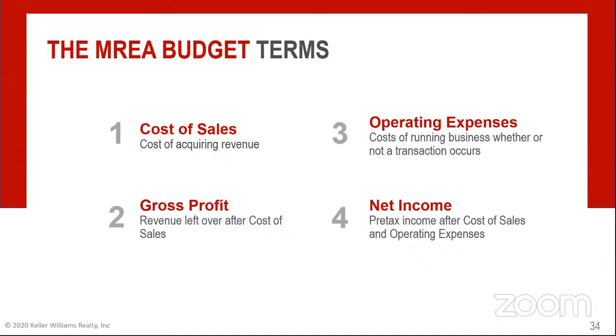But the net income is the pre-tax income after the cost of sales and after operating expenses have already been removed. Okay. And like I said, this is the amount you may take as pay or additional pay, or you can use it to invest in your future, or you could roll it right back into your business.